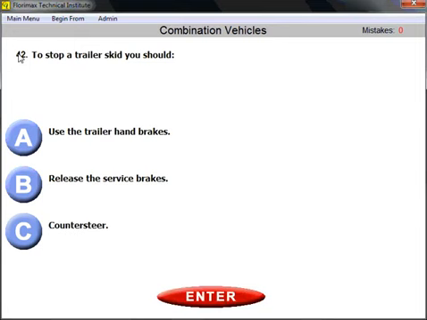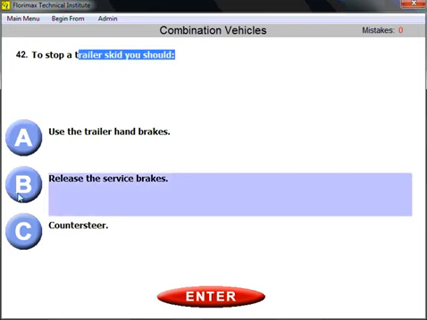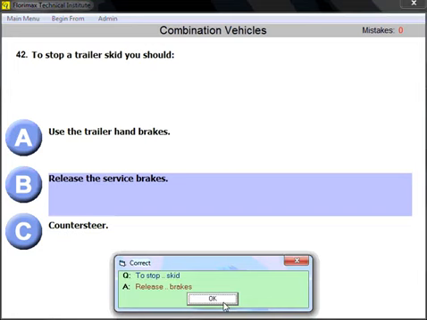Well, question number 42. To stop a trailer skid, what should you do? You should definitely release the service brakes. Don't ever think to use handbrakes, not even counter-steer in this particular case. Trailer skid happens because you brake too hard. So if it happens, release the service brakes to restore traction between the tires and the road surface, right?